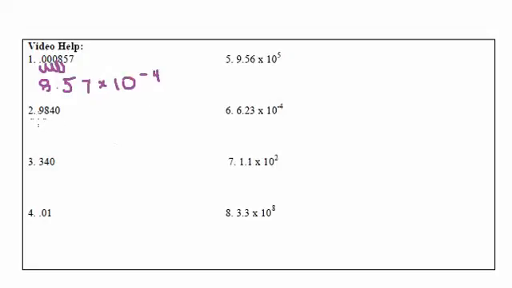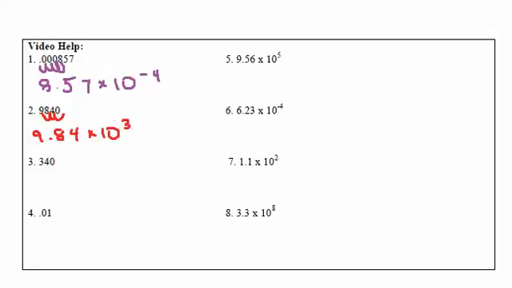For the next problem here, I took 9,840 and I need to make it smaller. So I'm going to move my decimal place over 1, 2, 3 places. So I have 9.84. It can be 840 if you want it to be. Times 10. Now I made a large number smaller, so it's going to be 10 to the positive third.